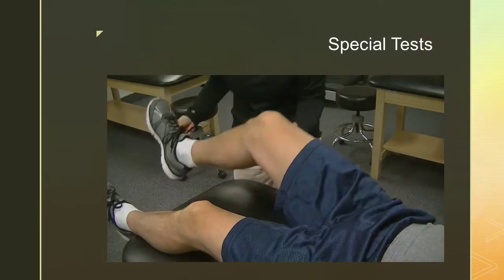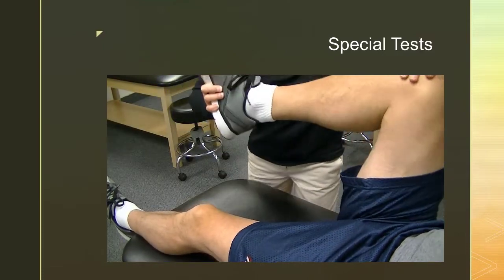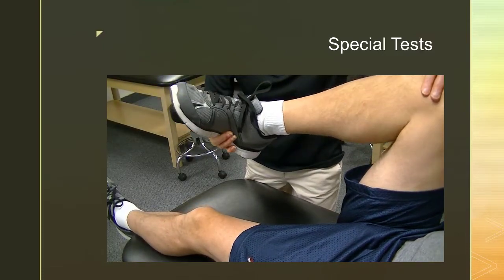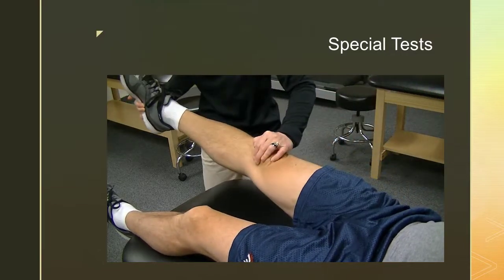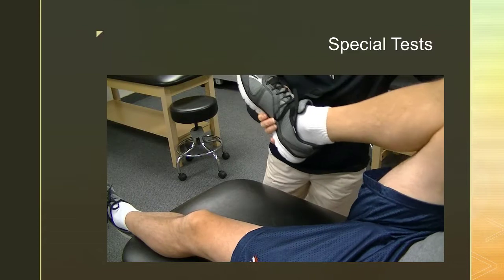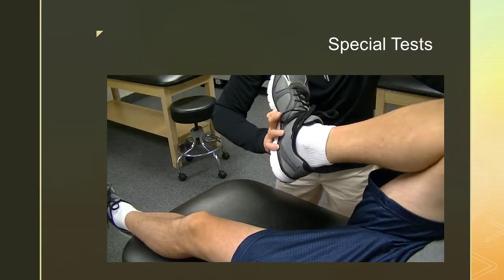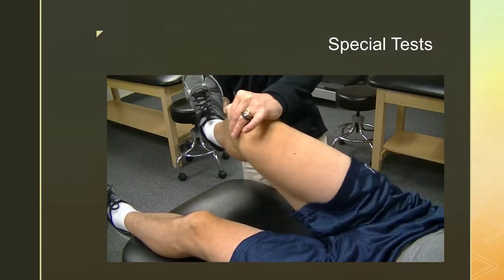There are many, many special tests for the meniscus, including the McMurray's test, which will be done in two different directions, including flexion of the hip, internal rotation of the foot, and an external rotation of the hip, and then reversing that, where you externally rotate the foot and internally rotate the hip.